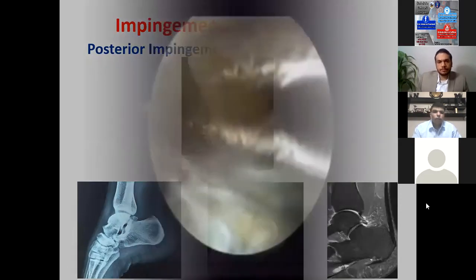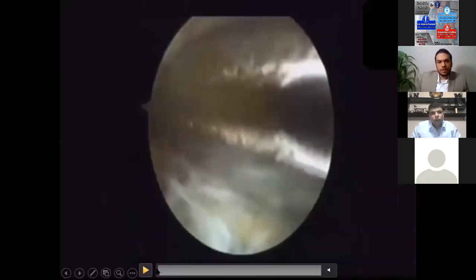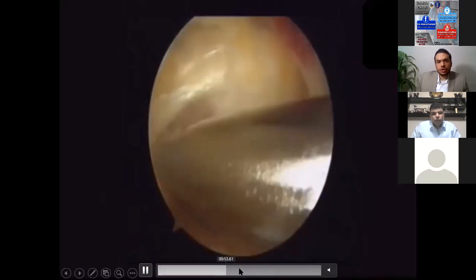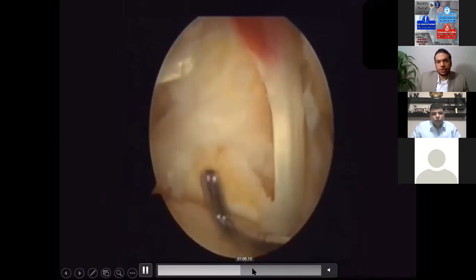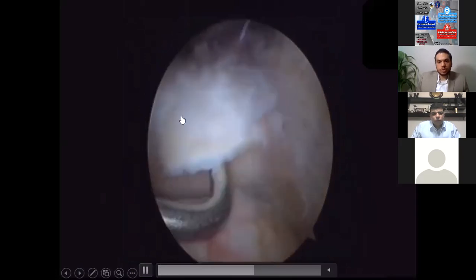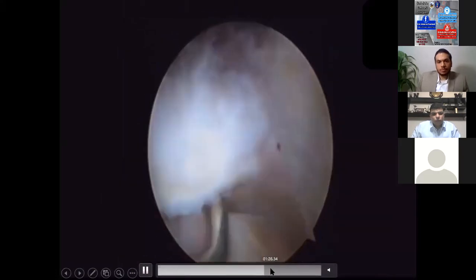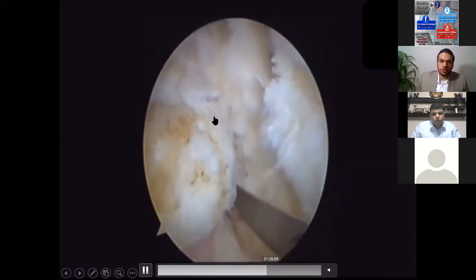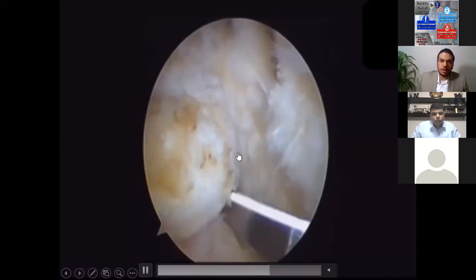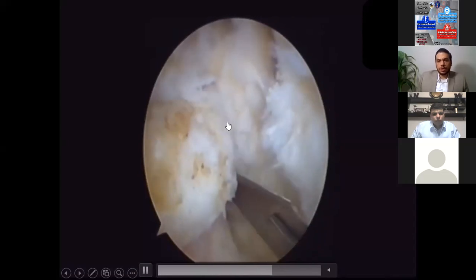This is the resection of the os trigonum. This is the mobile os. Posterior ankle arthroscopy. Soft tissue attachments of the ossicle are resected either with a punch or carefully with a knife.